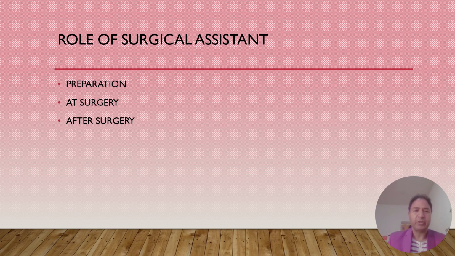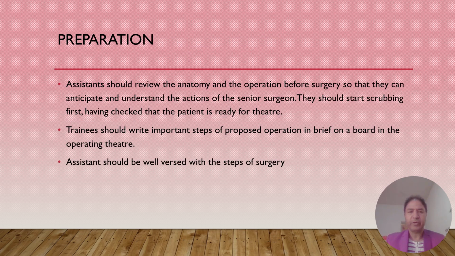We have divided this presentation into three parts. One is preparation, then at surgery, and then after surgery. So you have to know three parts. First is preparation. The assistant should review the anatomy and operation before surgery so that they can anticipate and understand the actions of the senior surgeon. They should start scrubbing first, having checked that the patient is ready for theater. Trainees should write important steps of the proposed operation in brief on a board in the operation theater, and the assistant should be well versed with the steps of surgery.